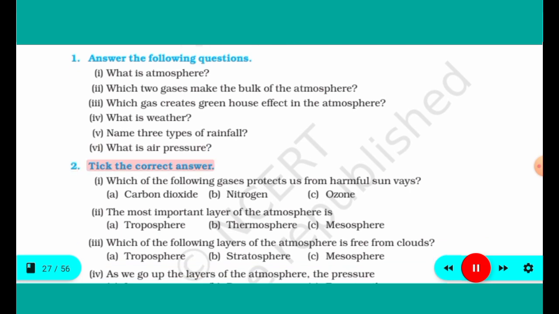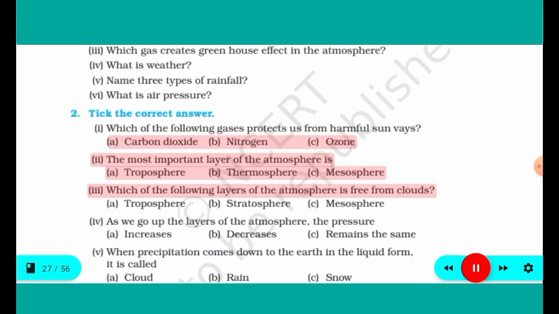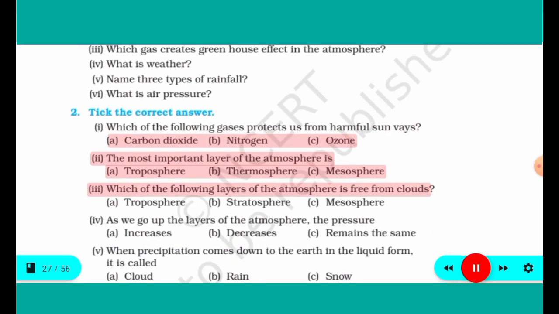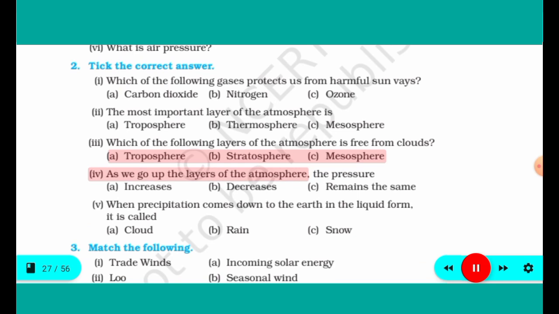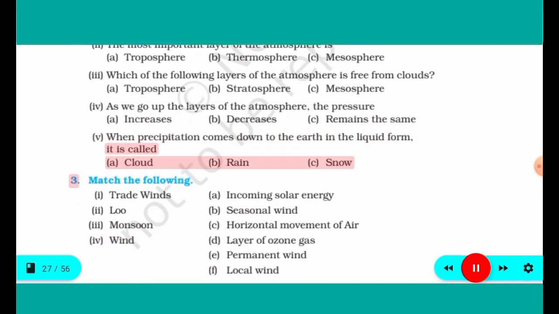2. Tick the correct answer. I. Which of the following gases protects us from harmful sun rays? A. Carbon dioxide. B. Nitrogen. C. Ozone. II. The most important layer of the atmosphere is A. Troposphere. B. Thermosphere. C. Mesosphere. III. Which of the following layers of the atmosphere is free from clouds? A. Troposphere. B. Stratosphere. C. Mesosphere. IV. As we go up the layers of the atmosphere, the pressure A. Increases. B. Decreases. C. Remains the same. V. When precipitation comes down to the Earth in the liquid form, it is called A. Cloud. B. Rain. C. Snow.